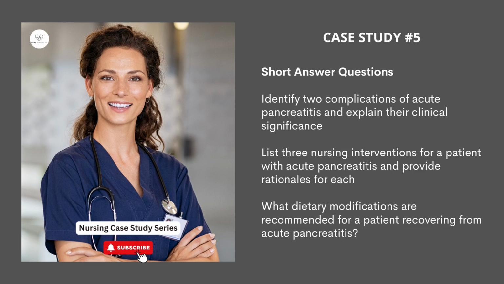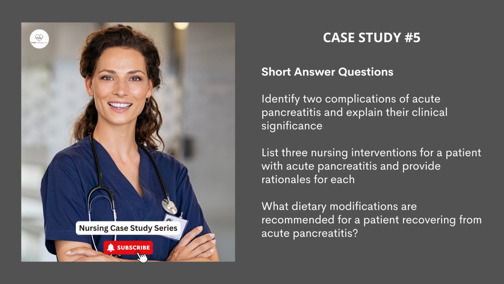Short answer questions. Explain the pathophysiology of acute pancreatitis. Acute pancreatitis occurs due to the premature activation of pancreatic enzymes, leading to autodigestion of pancreatic tissue, inflammation, and potential systemic effects such as sepsis or organ failure. Identify 2 complications of acute pancreatitis and explain their clinical significance. Pancreatic necrosis can lead to infection and systemic inflammatory response syndrome, SIRS. Pseudocyst formation may cause abdominal pain, obstruction, or rupture.